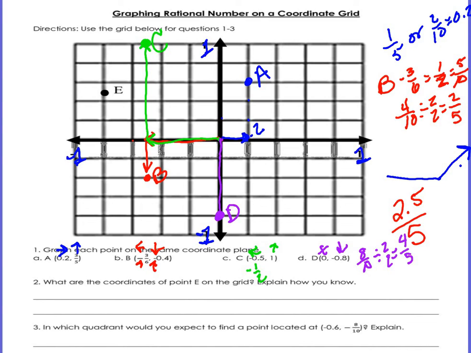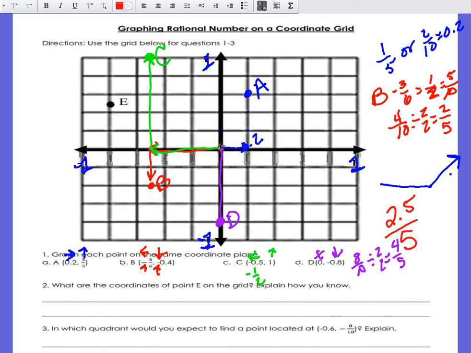All right, so then now what we want to know is what are the coordinates of point E on the grid, and to explain how we know. All right, so what we can do is we can look at first, which way do I go, left or right? Well, I'm going left, so I know my first number has to be a negative number because I'm going to the left. I'm going to make the font a little bit smaller. Okay, so I have to put my ordered pair inside of parentheses, otherwise it doesn't show me that it's an ordered pair. And these are all worth fifths. So I'm going 1, 2, 3, 4 fifths to the left. So my point is negative 4 fifths, comma.